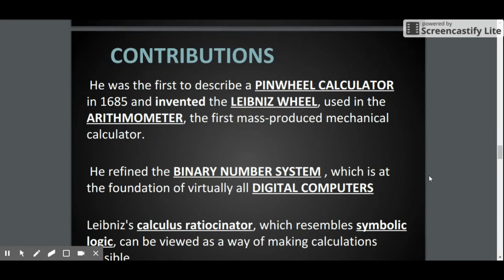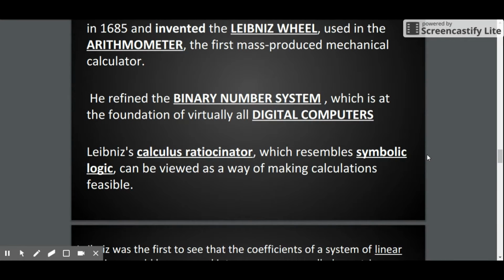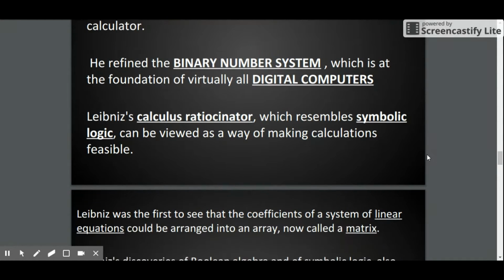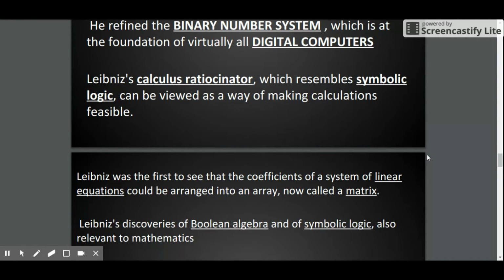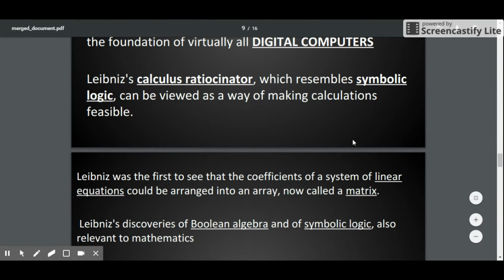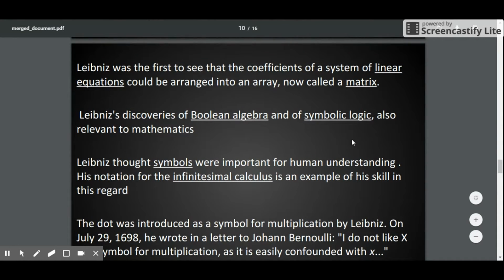His main contributions involve the pinwheel calculator. He invented the Leibniz wheel, which is used in the arithmometer. He refined the binary number system, which is at the foundation of virtually all digital computers. He also developed Leibniz calculus and the ratiocinator, which resembles symbolic logic and can be viewed as a way of making calculations feasible.